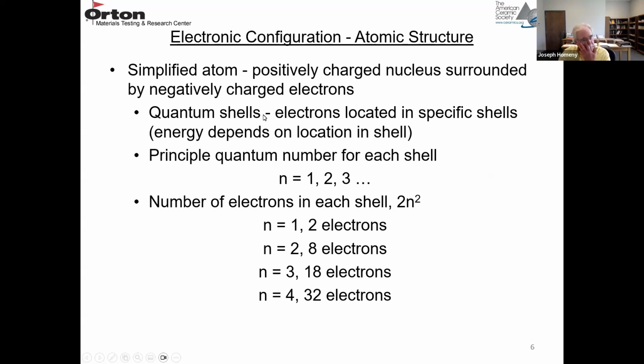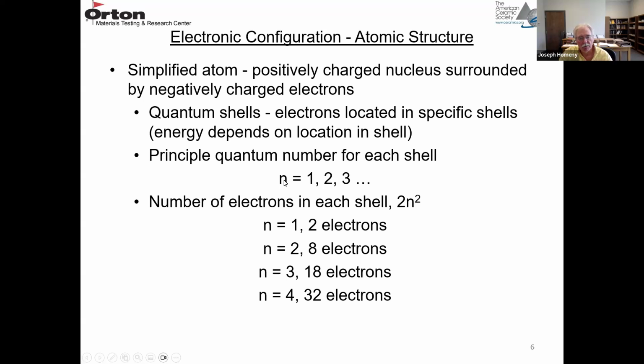So the electrons are arranged in quantum shells. They're located in specific shells or levels, and the energy depends on the location in the shell. There's a principal quantum number for each shell, n equals 1, 2, or 3, and so on, 4, and so on. And the number of electrons in each quantum shell is 2n squared.